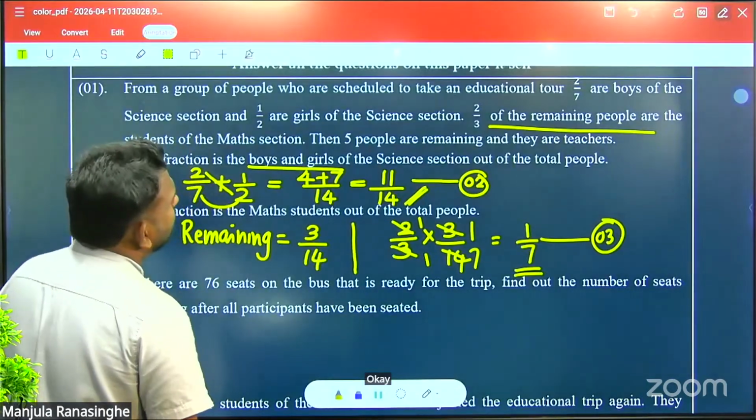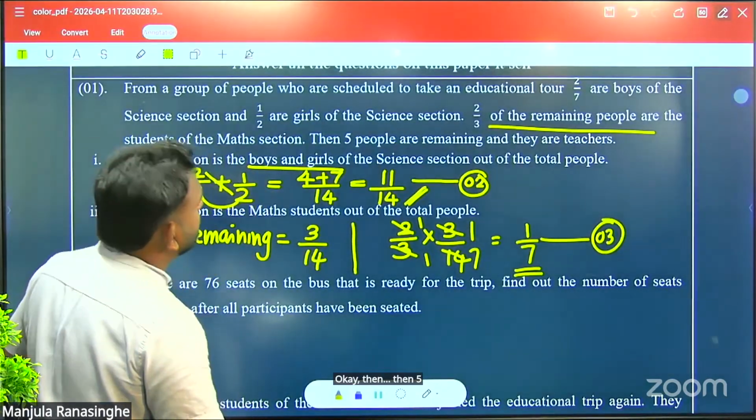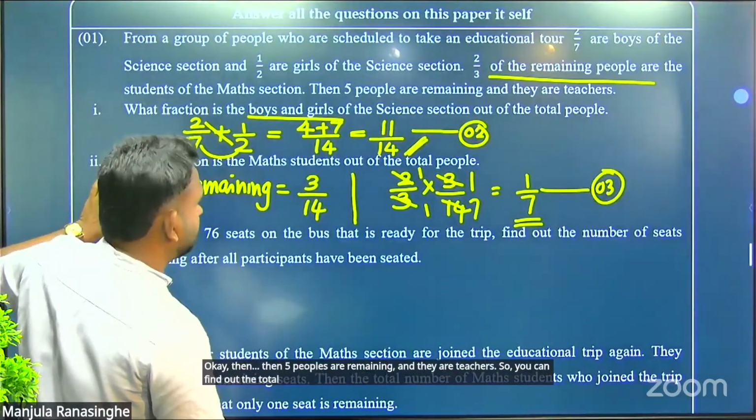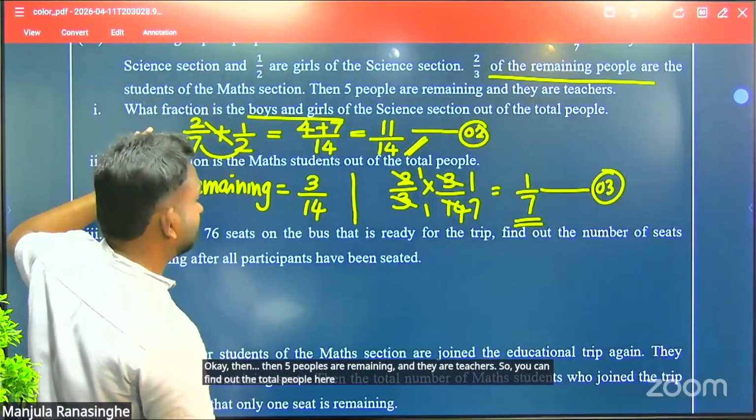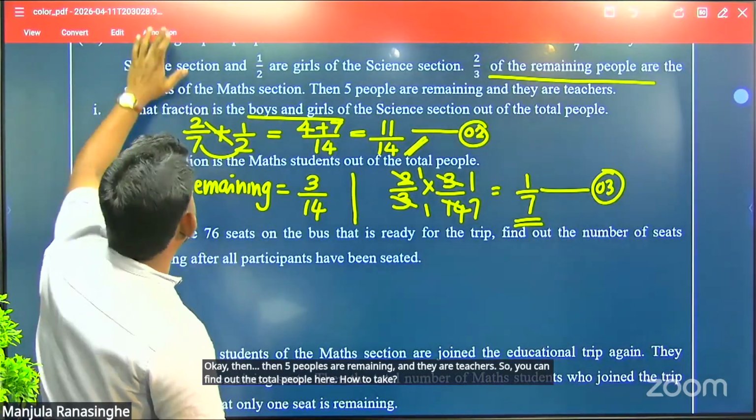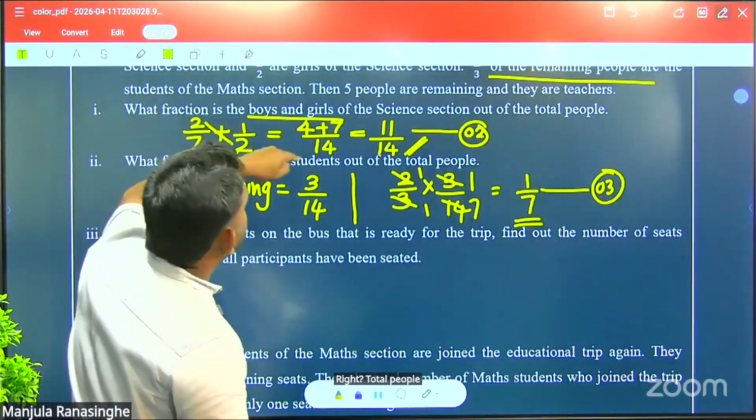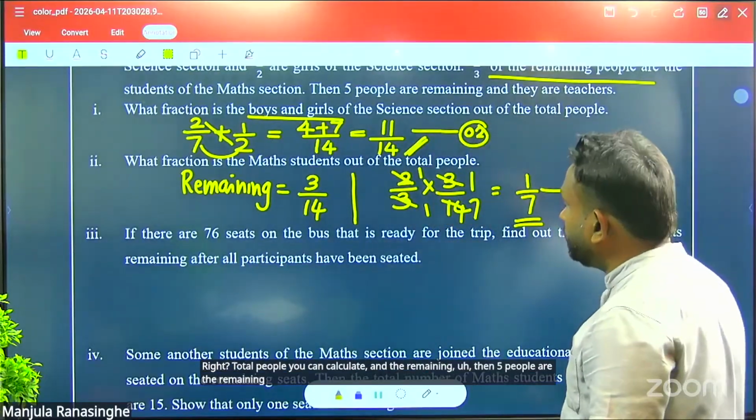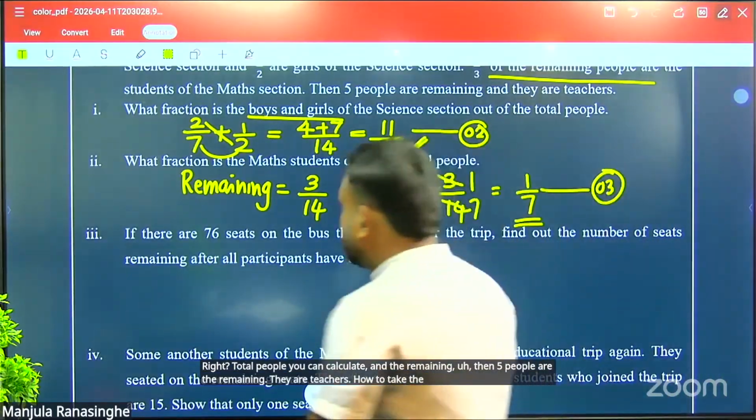Then 5 people are remaining and they are teachers. So you can find out the total people here. How to take? Total people you can calculate, and the remaining 5 people are teachers. How to take the remaining at last? A nice trick.